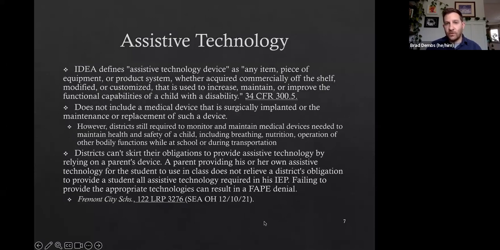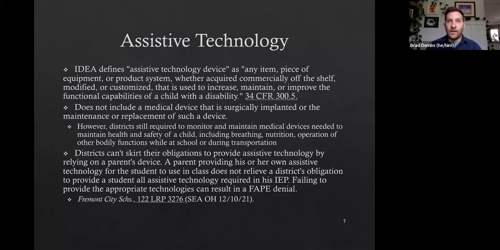So assistive technology devices are any item, piece of equipment, or product, either commercially acquired or modified, customized, that's used to increase, maintain, or improve the functional capabilities of a child with a disability. So that's the definition from the IDEA. It doesn't include medical devices that are surgically implanted, like cochlear implants, or maintenance or replacement of those devices. But the district is still required in those cases to monitor and maintain those devices if they're needed for the child in school.